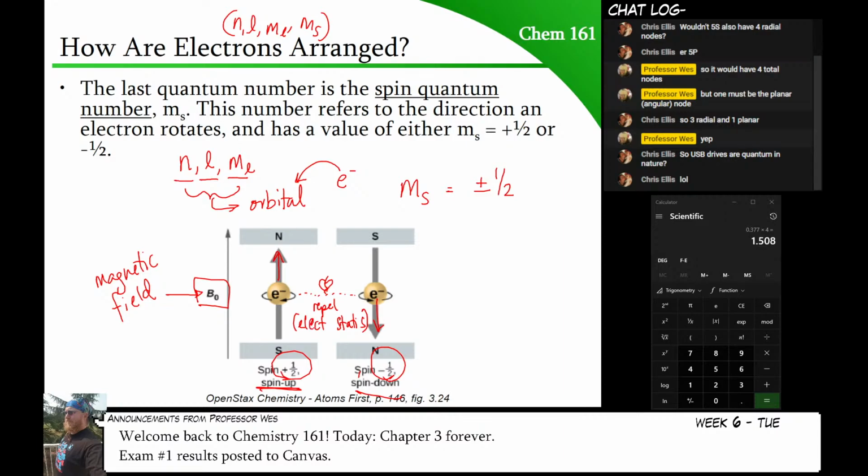So, electrostatics. There we go. Because they're both negative, they repel.